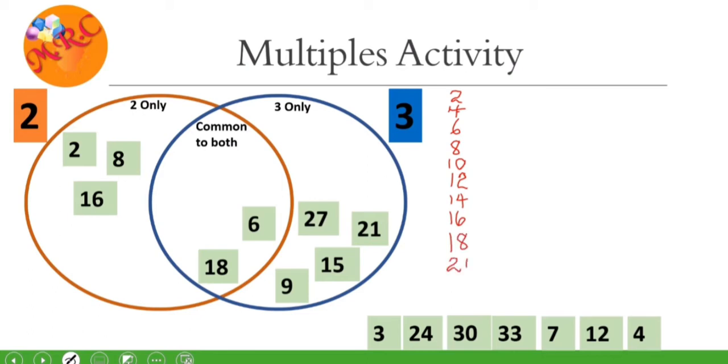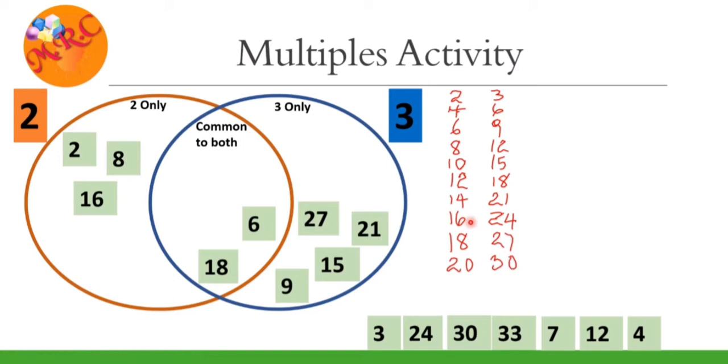So you'd have it like that. And you do the same thing for 3, 15, 18, and then 21, 24, 27, and 30. Alright, so you do the same thing.